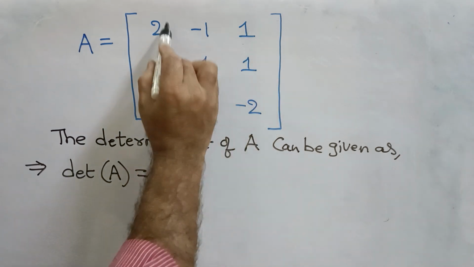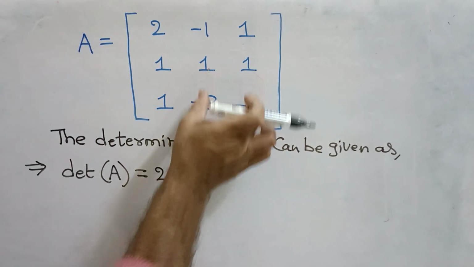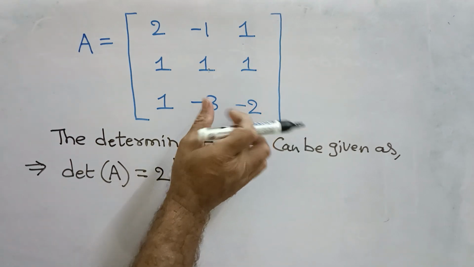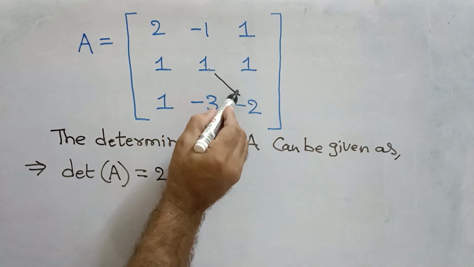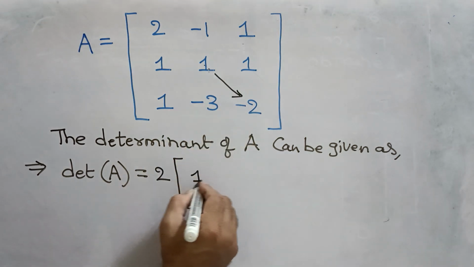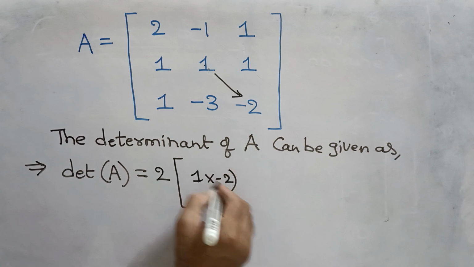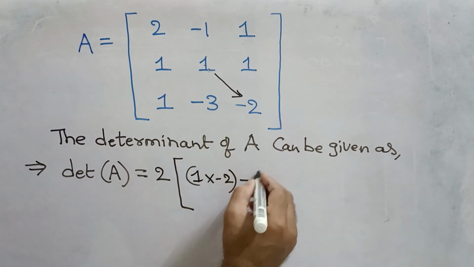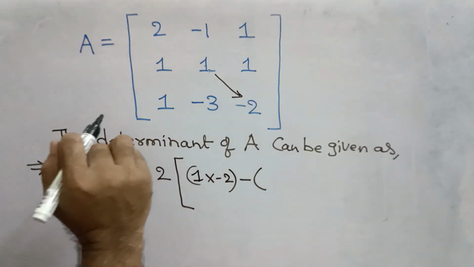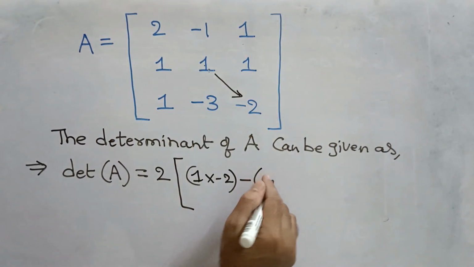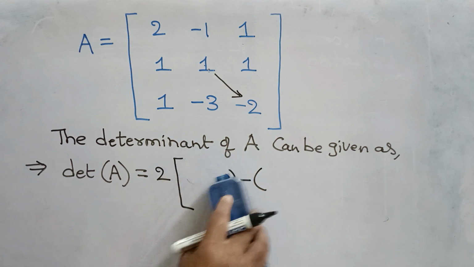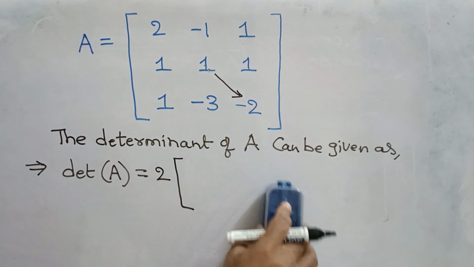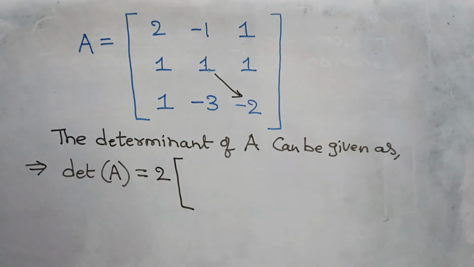Ignore the first row and first column, then consider the sub matrix. For that we have to find the determinant. That means for 1 1, minus 3 2, take it this way: 1 into minus 2, minus 3 into 1. I can write this directly because you already know it, since writing all the simple steps takes a lot of time.